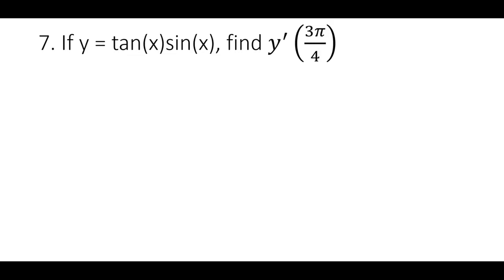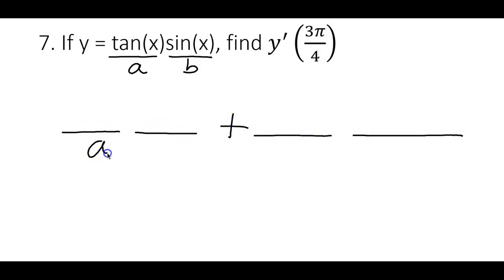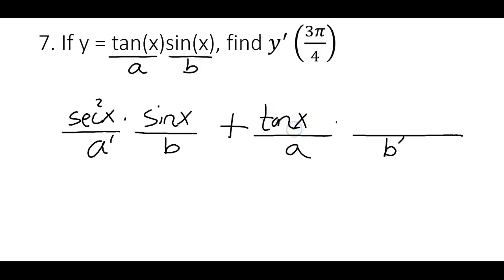If y equals tangent x sine x, find y prime of 3 pi over 4. Once again, another product rule, AB. So we have our little product rule we need to go through. A prime is secant squared x. B is sine x. A is tangent x. B prime is cosine x. And now we're going to plug the value in to find our y prime of 3 pi over 4.